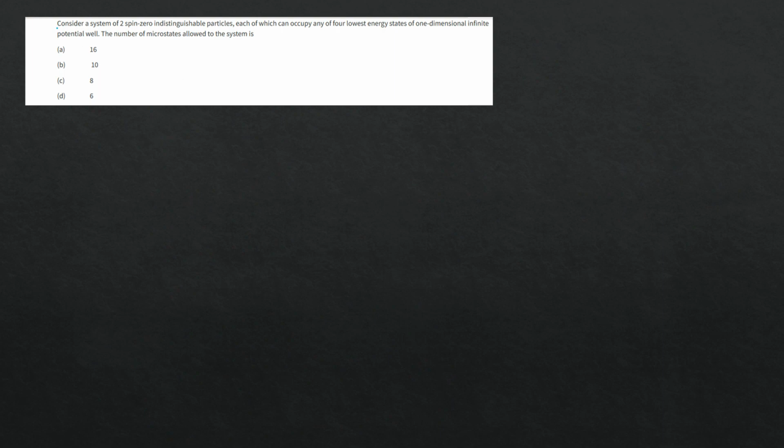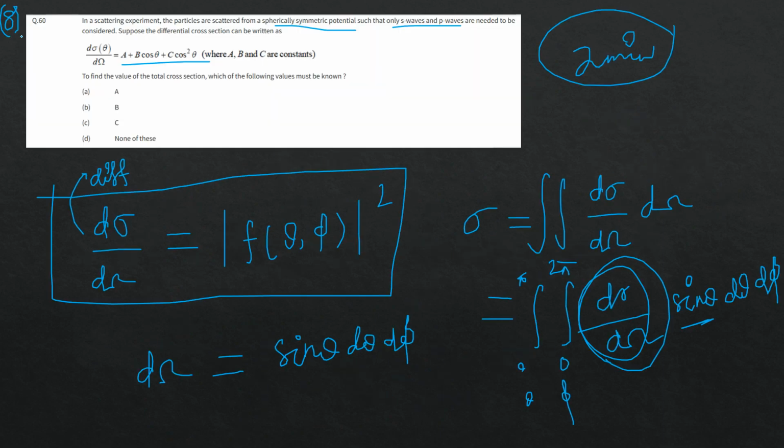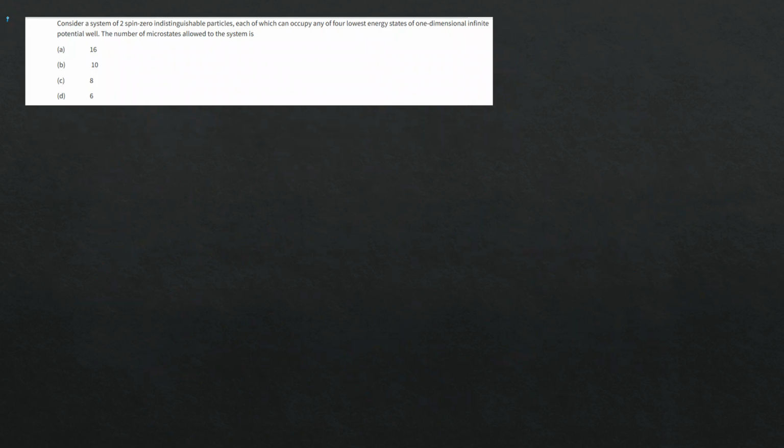Okay, next question, question number 9. Consider a system of two spin zero indistinguishable particles, each of which can occupy any of the four lowest energy states of a one-dimensional infinite potential. Number of microstates allowed to the system. This can come under statistical mechanics, so let's solve it. This is from StatMech, right? So two spin zero.